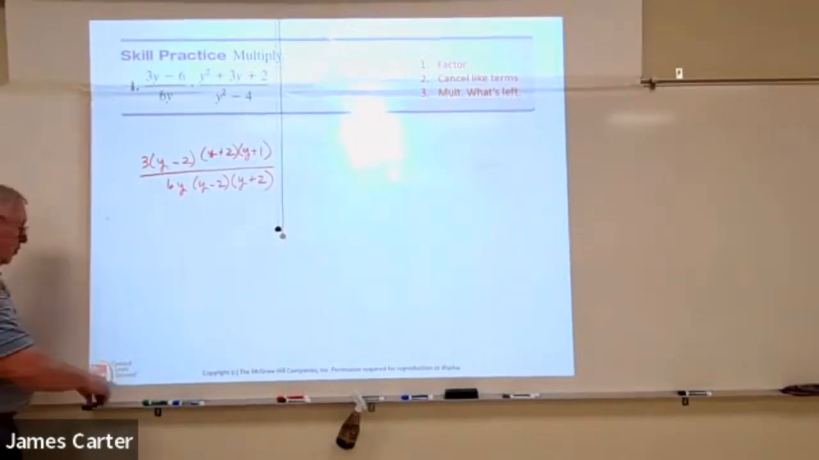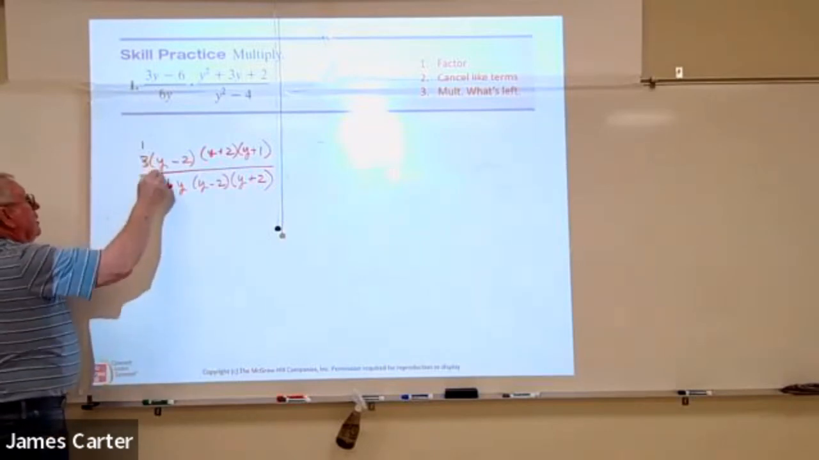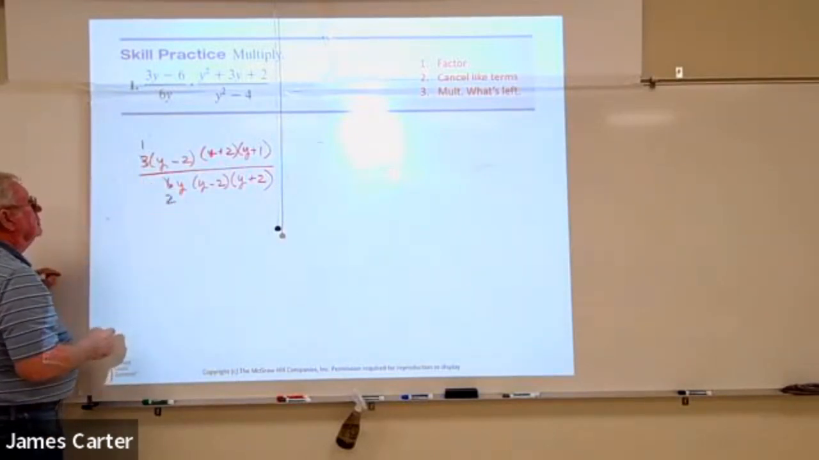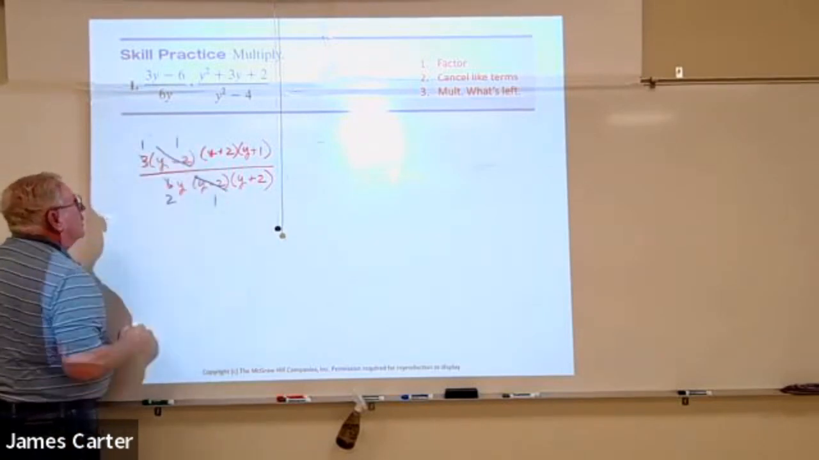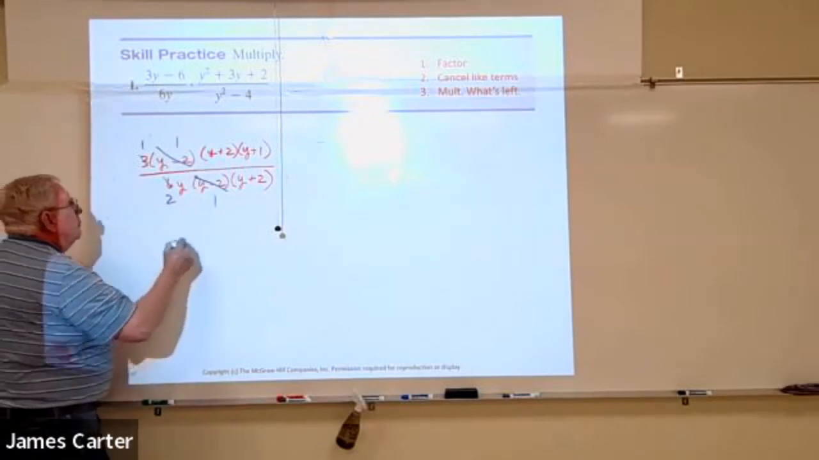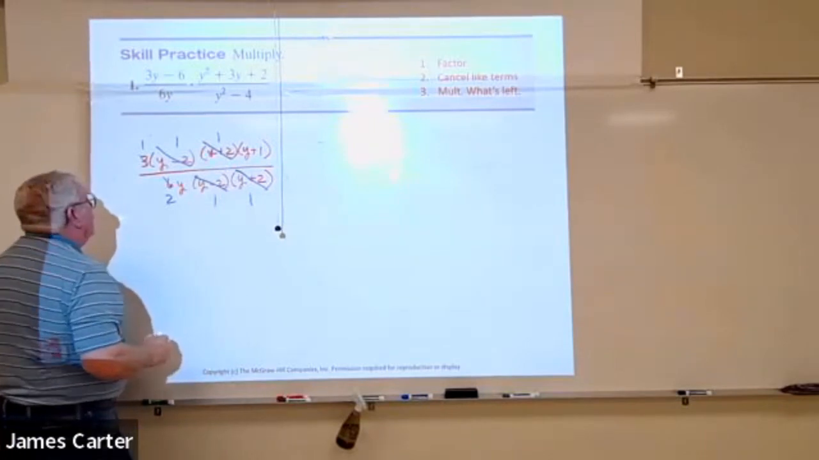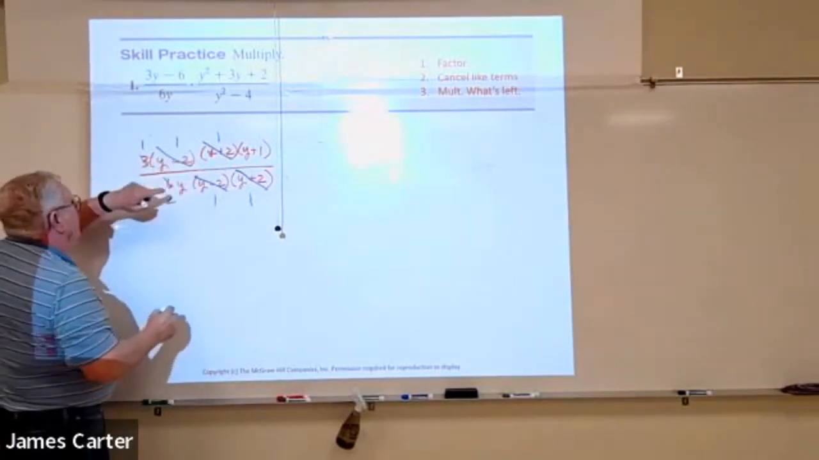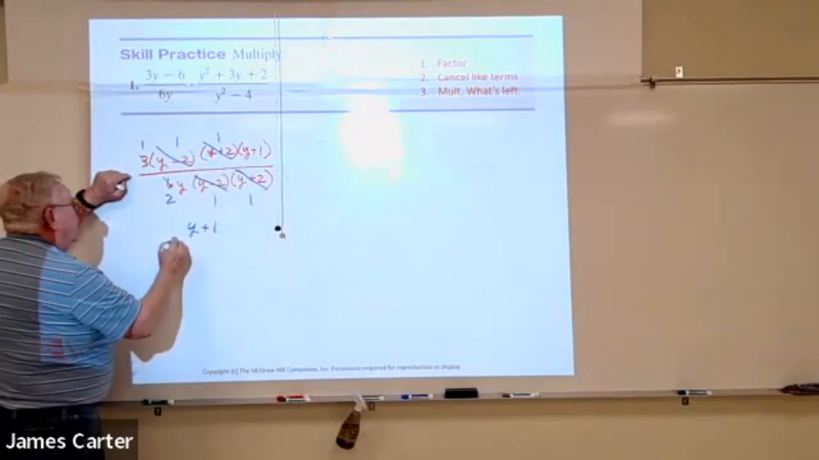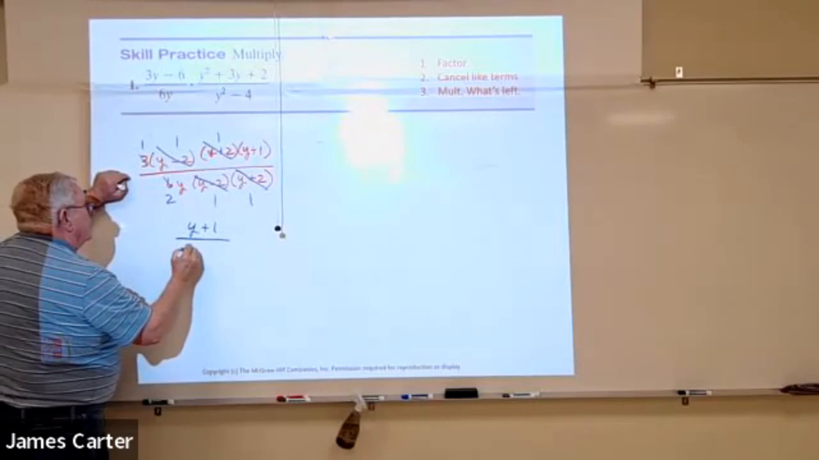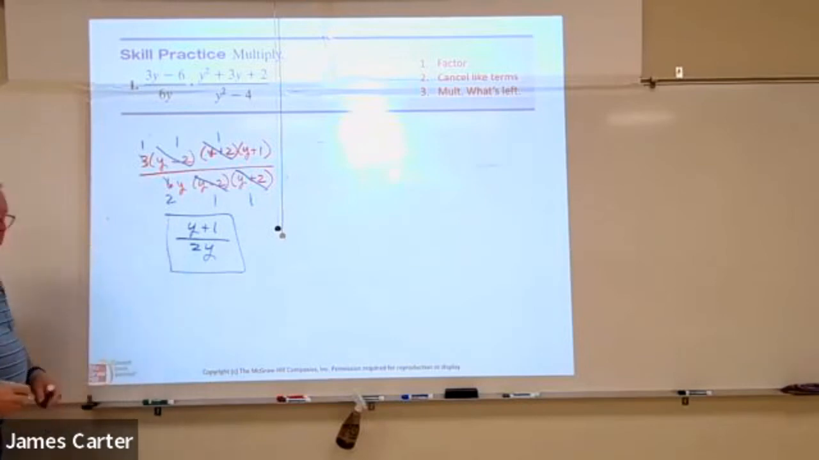Now we're ready to cancel where we can. Well, this 3 and this 6 will cancel. Y minus 2 will cancel. Y plus 2 will cancel. And it looks like all I've got left is y plus 1 on top over 1, 2, 1. Done.